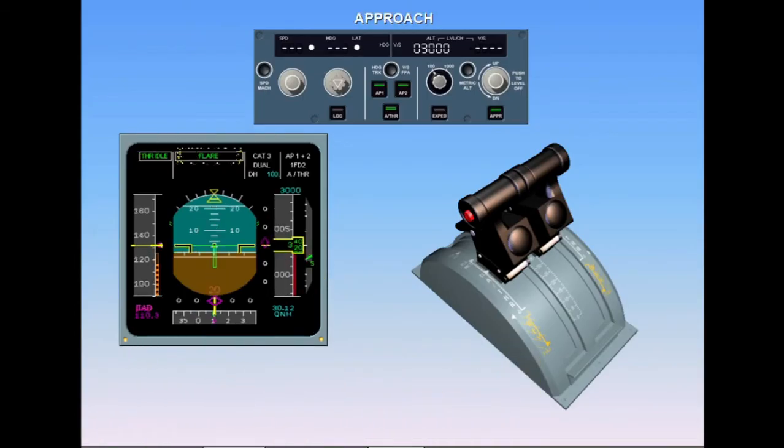During the flare, the pilot has to reduce the thrust for landing by bringing the thrust levers back to idle at about 20 feet. Note, if the thrust is not brought back to idle, the autothrottle will increase thrust to maintain the speed. An oral retard auto call is made at about 10 feet as a reminder to retard the thrust levers.